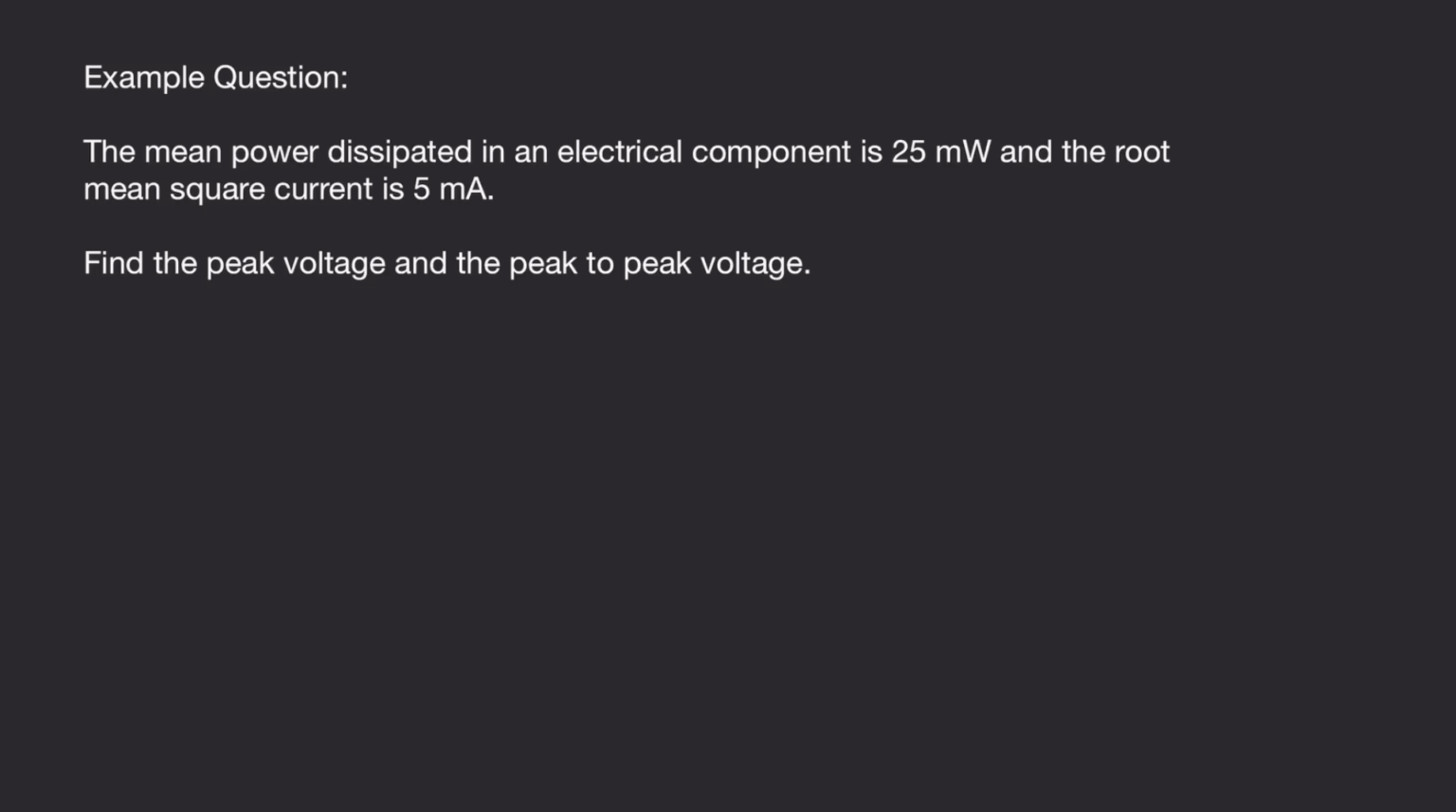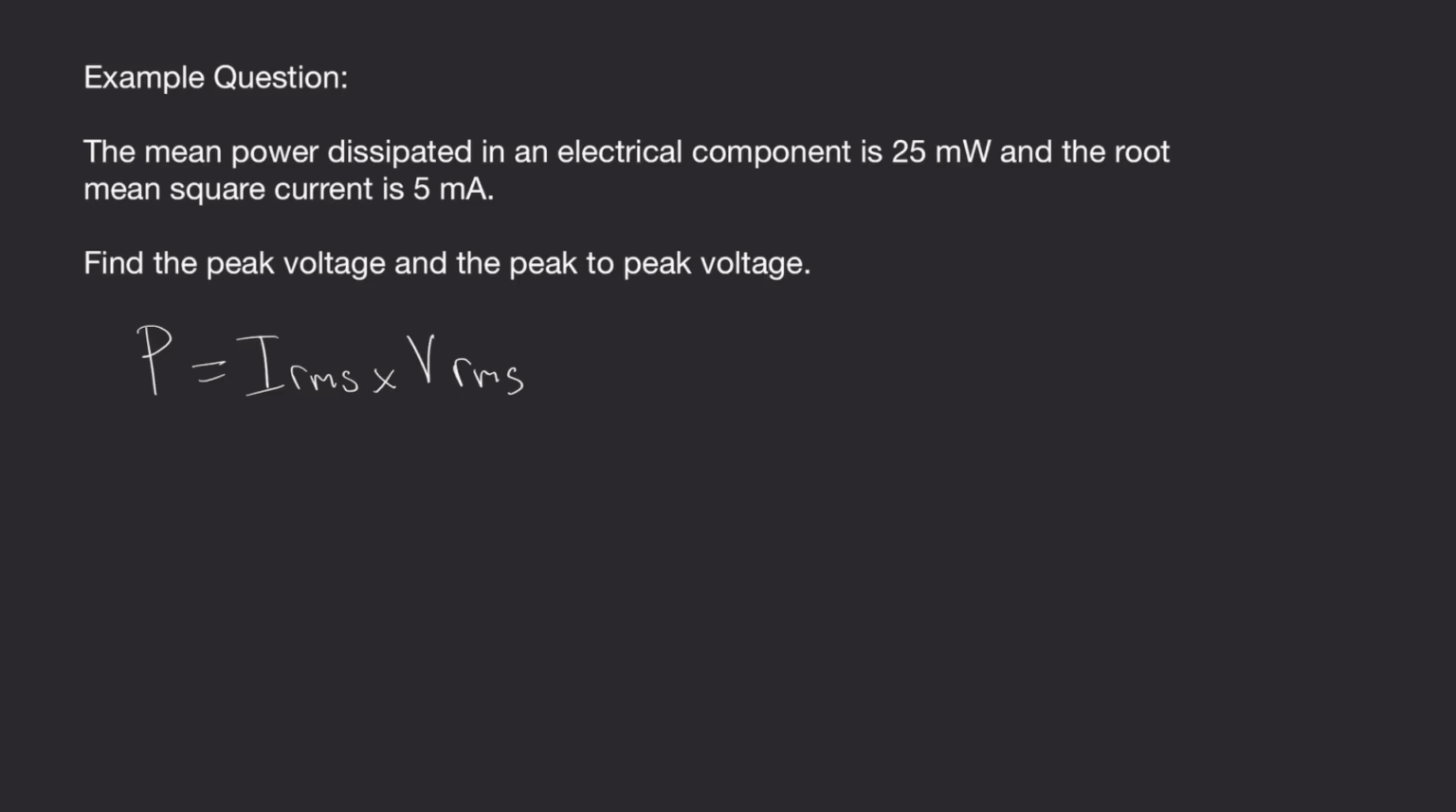Okay, let's do a little example question. So we have the mean power dissipated in an electrical component is 25 milliwatts and the RMS current is 5 milliamps. We're looking for the peak voltage and then the peak-to-peak voltage. First things first, so the power that's been dissipated, the average power will just be equal to I RMS multiplied by V RMS.